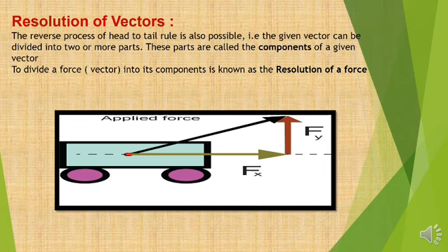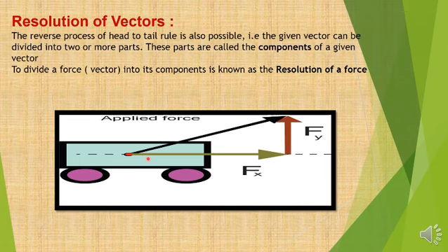Resolution of vectors. As we have already observed, two or more vectors are added by the head to tail rule. Similarly, when we have to resolve vectors, it means that we have to break them up or split them up. So the reverse process of the head to tail rule is also possible, that is, a given vector can be divided into two or more parts. These parts are called the components of the given vector. To divide the force into components is known as resolution of force.